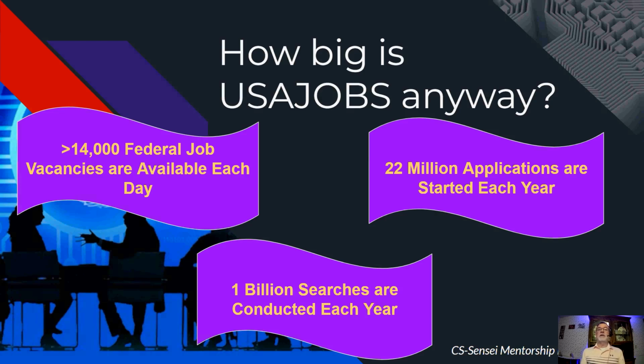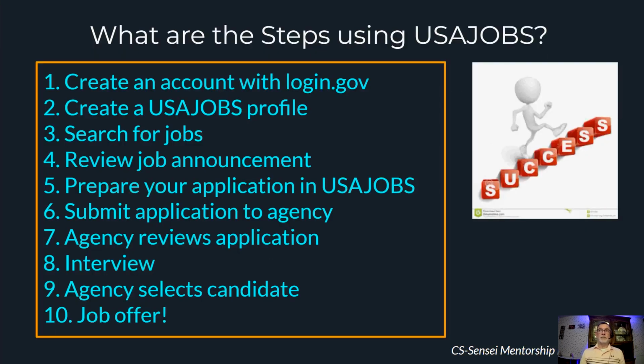So how big is USA Jobs? Well, according to the OPM administrator, over 14,000 federal job vacancies are available each day. When you go on and begin your search, there are more than 10,000 jobs waiting for you to look for them. They say that through USA Jobs, 22 million applications are started each year, and more than 1 billion searches are conducted each year on USAJobs.gov. So it is big.